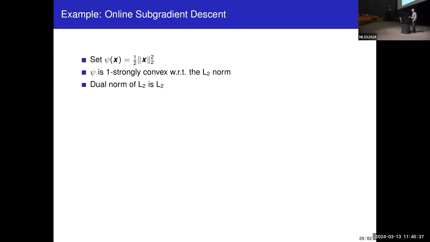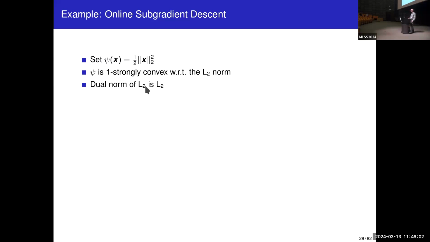Okay, let me show you an example. So online subgradient descent, the same algorithm as before. If we say this is a generalization of online subgradient descent, we should be able to recover it immediately. How we do that: we choose psi equal to 1/2 norm of x squared, where the norm that we choose is the L2. Now it's easy to show that this is 1-strongly convex with respect to the L2 norm.